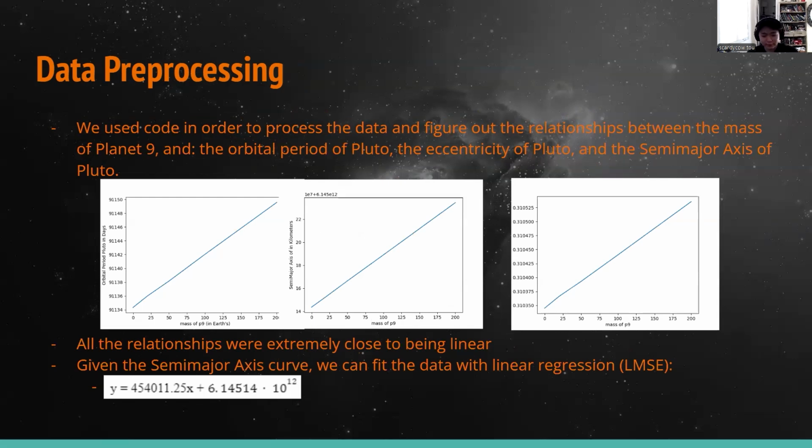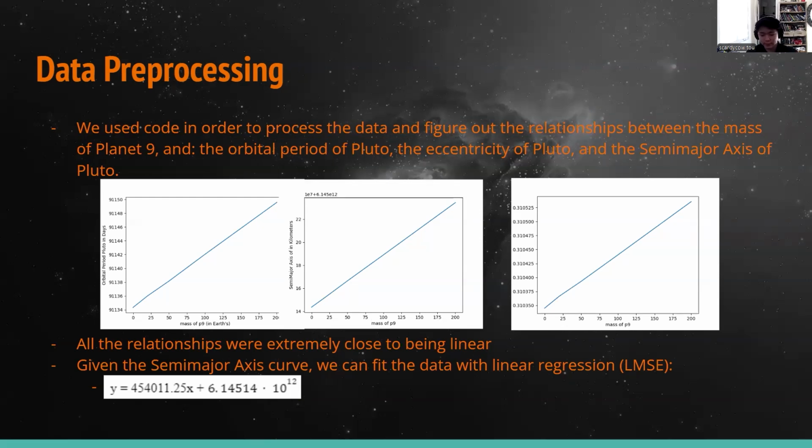When we graphed it in relation to the mass of Planet 9, it was very linear. We even did a quick linear regression on some of them, using least mean square error, and our R value, which is basically how close it is to being a straight line, was very close to 1. It was basically 0.999. So we got that, and it shows a relationship between the mass of Planet 9 and these parameters.